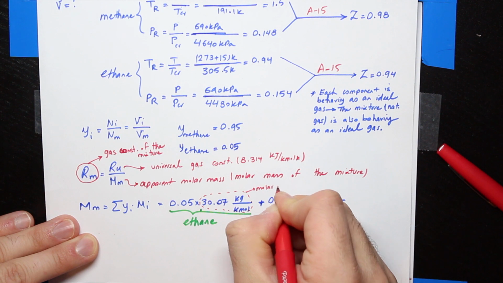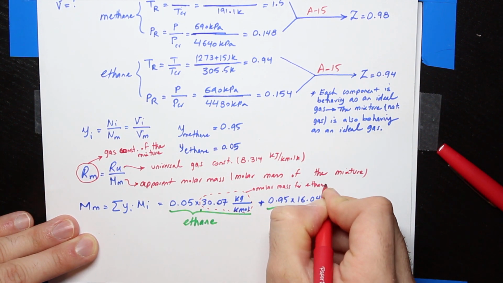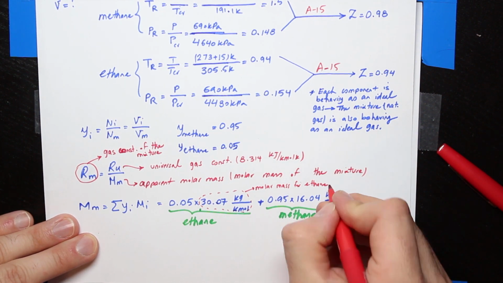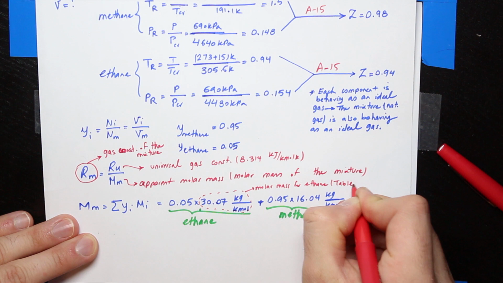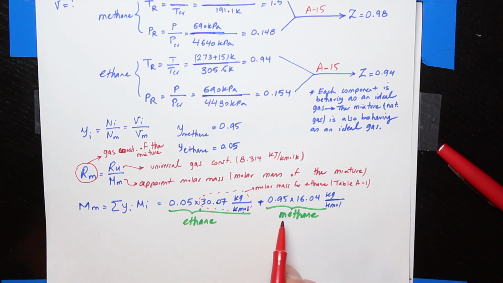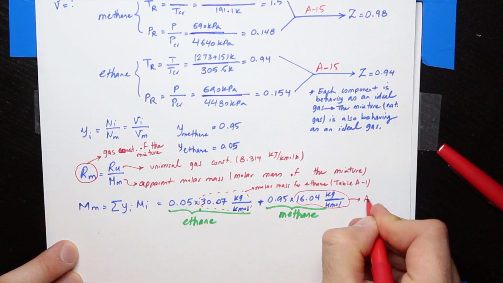Molar mass for ethane. And the question is, where do I get it? Where does it come from? It comes from table A1. Same thing here. This number is the mole fraction for methane gas, and this number is the molar mass for methane gas, which comes from table A1. So same thing here, A1.